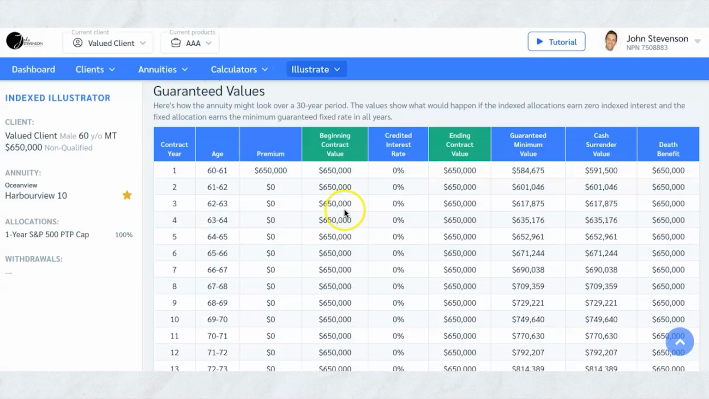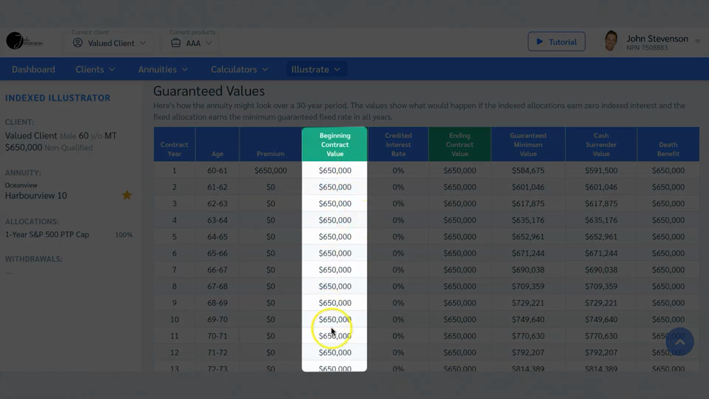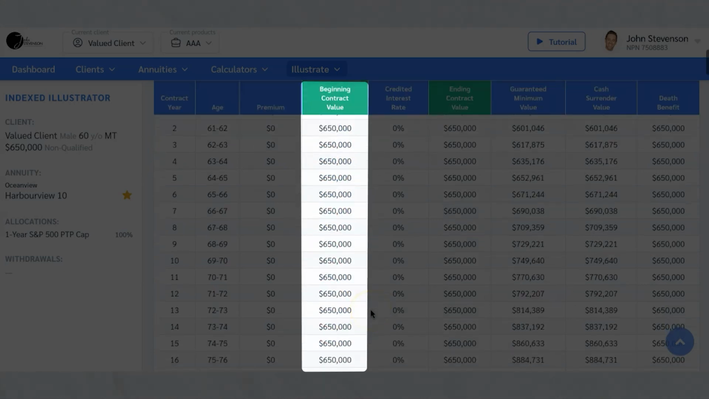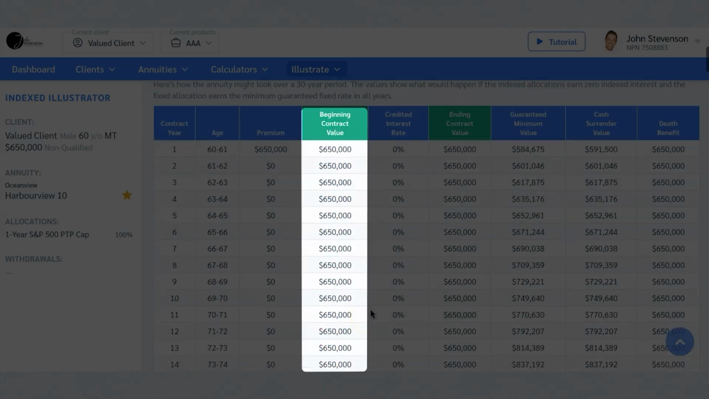Again, this has no fee. So you'll notice on this one, it's a little different than the one with fees. The contract value here stays the same. It's $650,000 because there are no fees. And it's showing what happens if the S&P delivers nothing, which, well, we got bigger problems at that point.